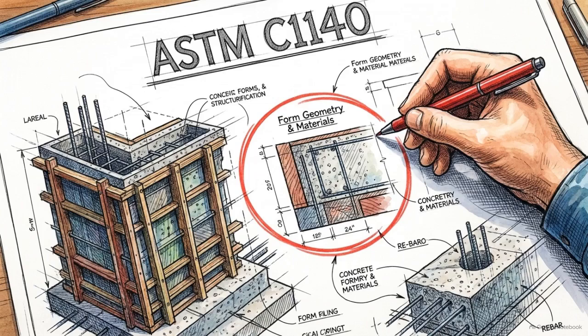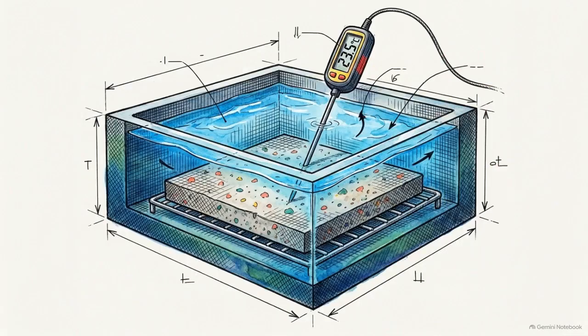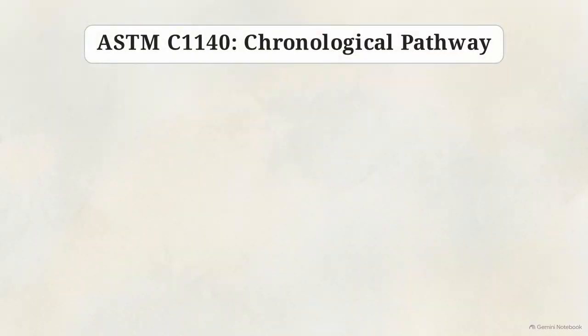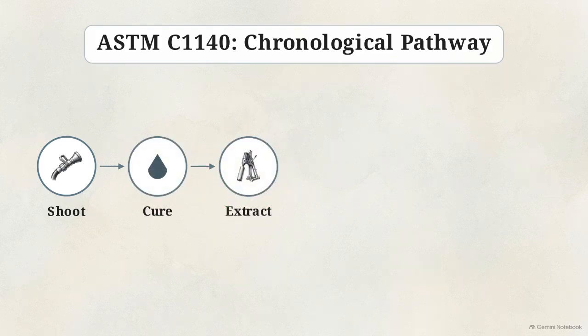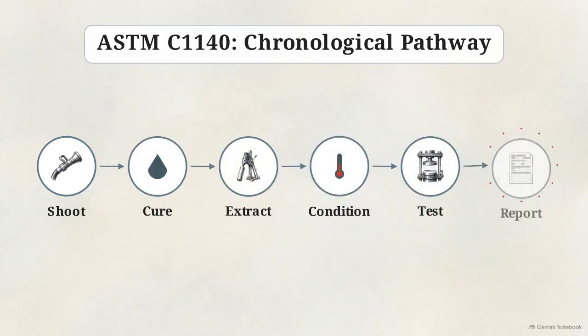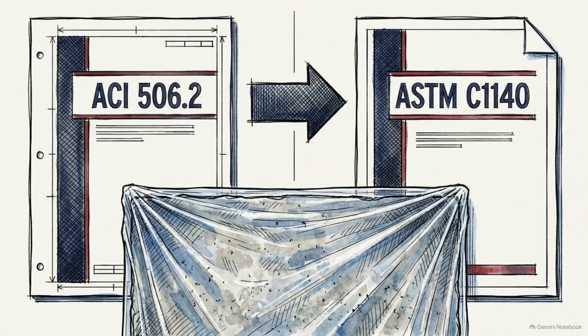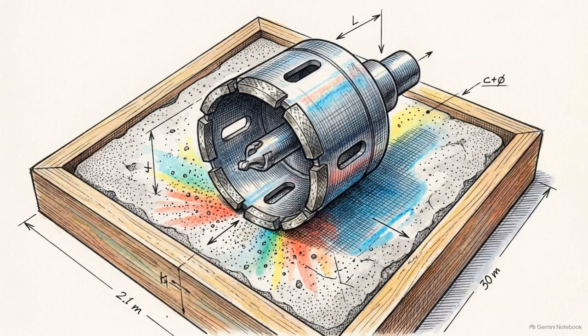The job task analysis expects you to master the requirements for test panel form geometry, appropriate materials, and the strict procedures for curing and conditioning the concrete. The standard dictates a precise chronological pathway. You shoot the panel, cure the panel, extract the specimen, condition it, test it, and finally report the data. ACI 506.2 relies heavily on this standard, specifically referencing C1140 for the proper conditioning of test panels up until they are transported, and for the exact method of obtaining specimens.